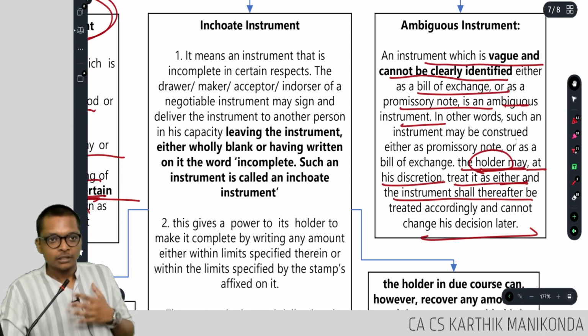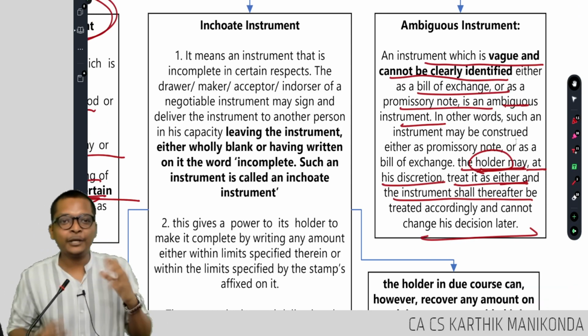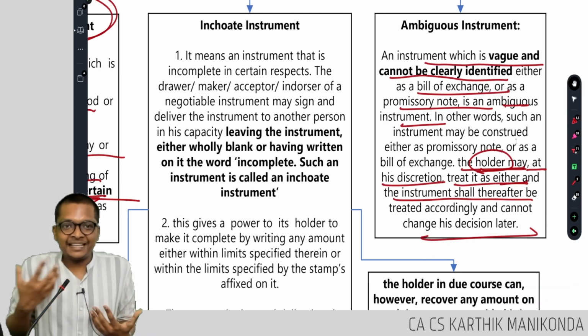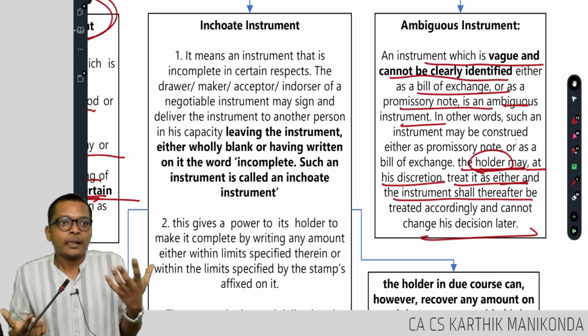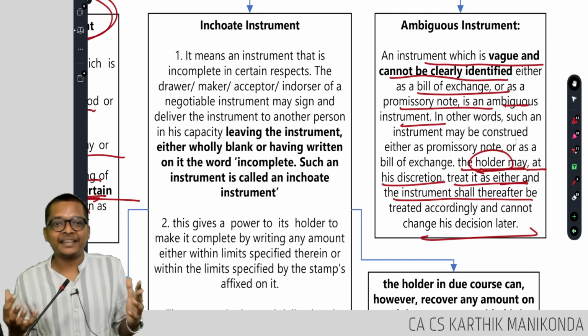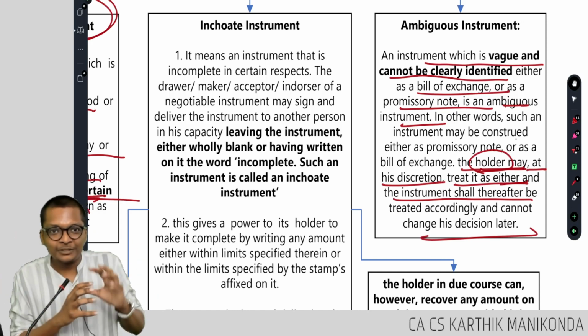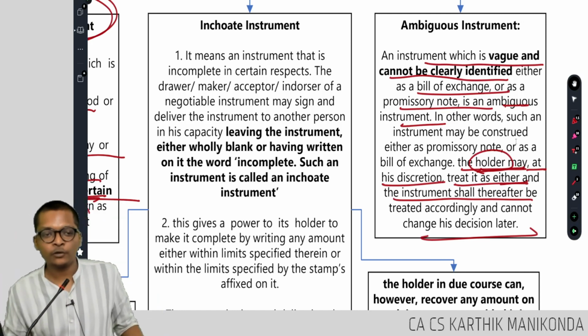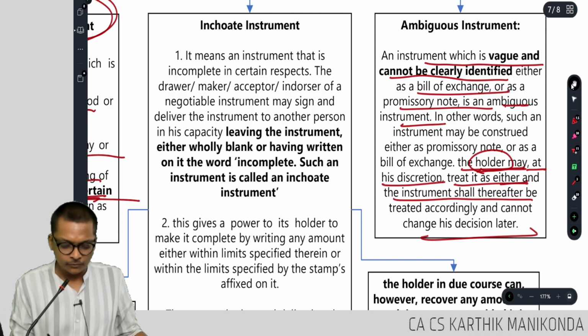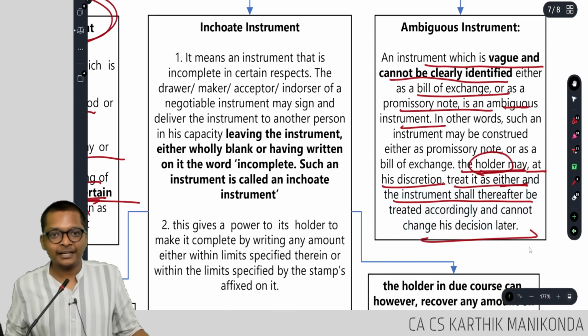Getting it, guys? Sir, exam, what? Ambiguous instrument is an instrument which is either a promissory note or bill of exchange. It's not clear and vague. The holder can decide whatever he wants between those two. Once you decide, you can't change. Are you following?